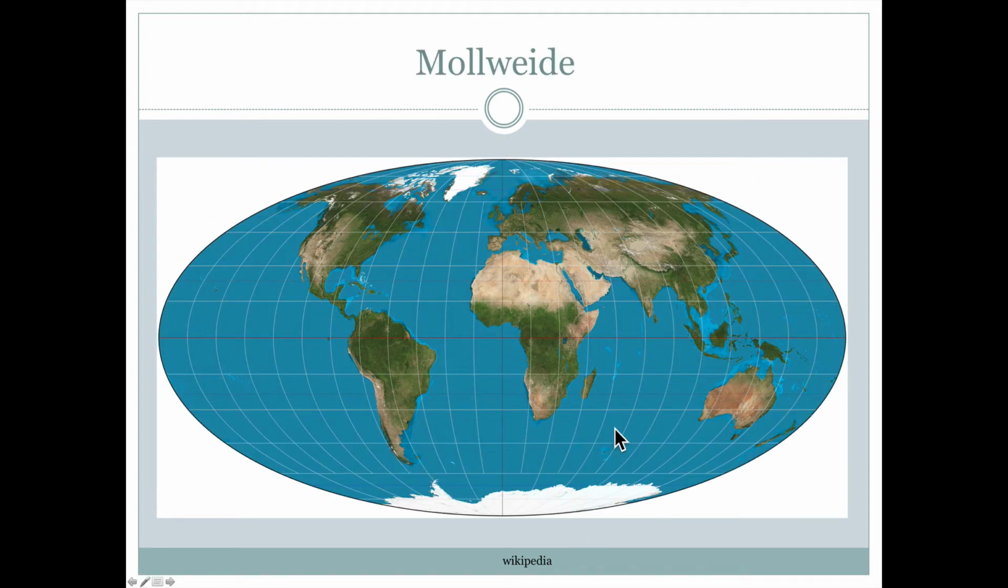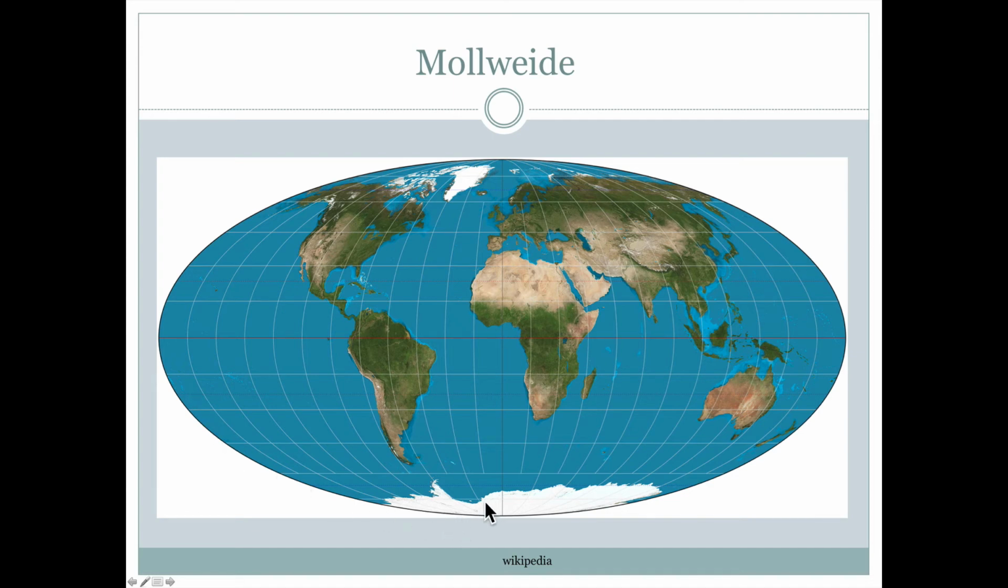We could close that gap and make all of our lines of longitude converge at one point at the North Pole and the South Pole, such as in this Mollweide map projection. And what we can see is now we need to put even more curve into these lines of longitude here.